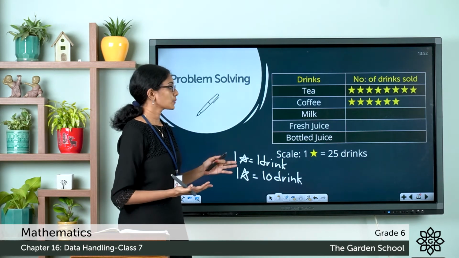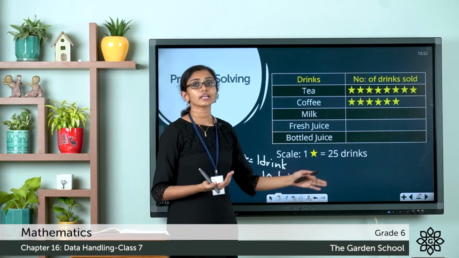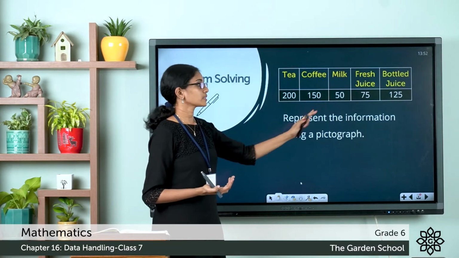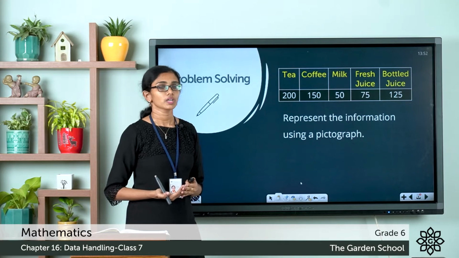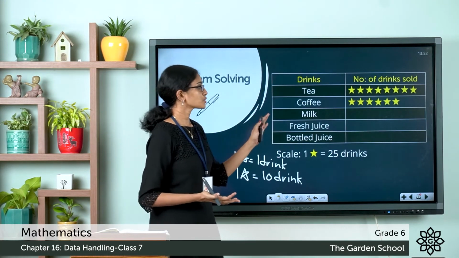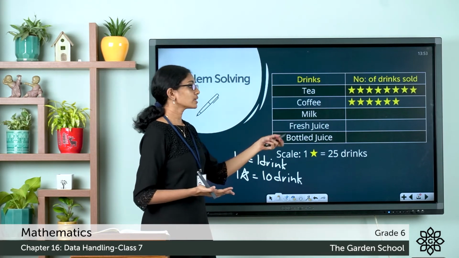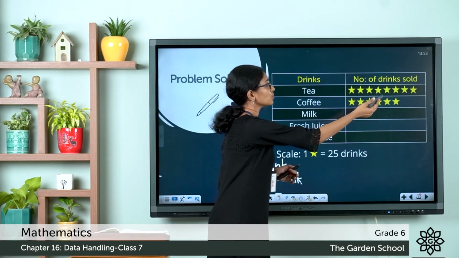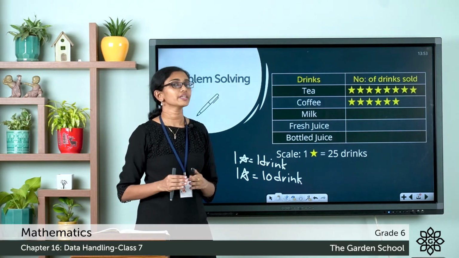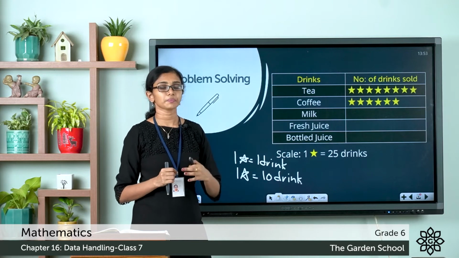So, let's see if we can come up with a better scale or a better key. What if 1 star represents 25 drinks? See, this 25 is a common factor for all the values given to us. Now, if you are taking the scale as 1 star is equal to 25 drinks, how many stars should we draw to represent the 200 teas sold? That would be 200 divided by 25, which is equal to 8 stars. So, if we take the scale as 1 star is equal to 25 drinks, we only need to draw 8 stars to represent the 200 teas sold on that particular day.